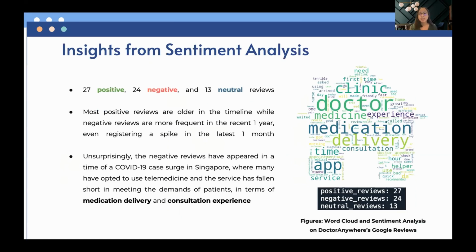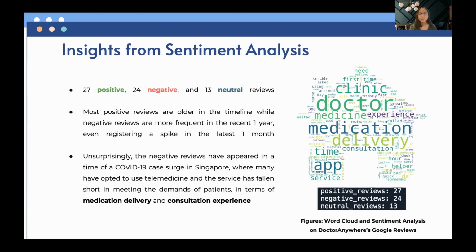After web scraping with Selenium and Parsel and some data cleaning, we have a total of 64 data points for sentiment analysis. With the SentimentIntensityAnalyzer from the NLTK package, there are a total of 27 positive, 24 negative, and 13 neutral reviews. However, upon closer look, most positive reviews are older in timeline, while negative reviews are more frequent in the recent 1 year, even registering a spike in the latest 1 month.